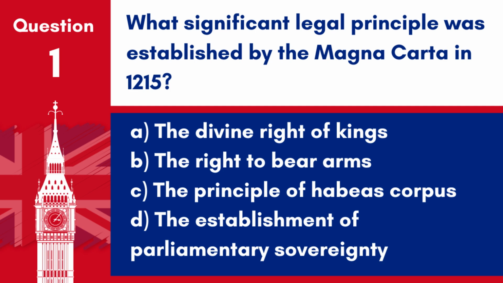Question 1. What significant legal principle was established by the Magna Carta in 1215? A. The divine right of kings. B. The right to bear arms. C. The principle of habeas corpus. D. The establishment of parliamentary sovereignty. Answer. C. The principle of habeas corpus.